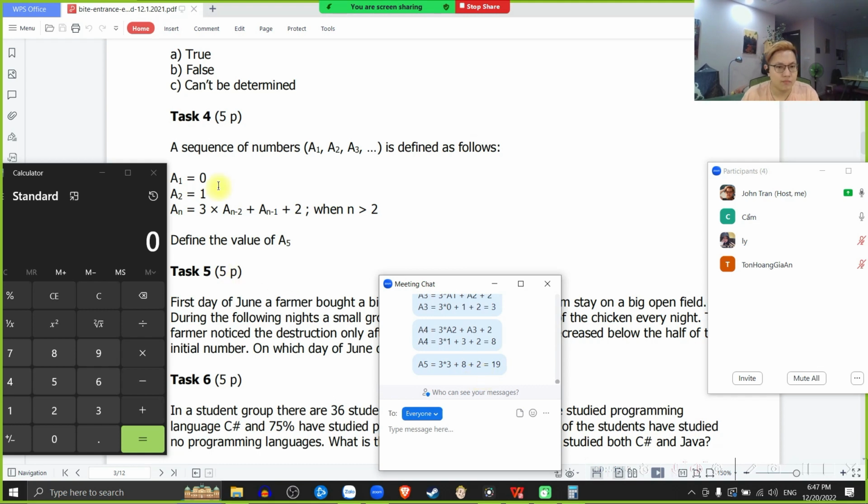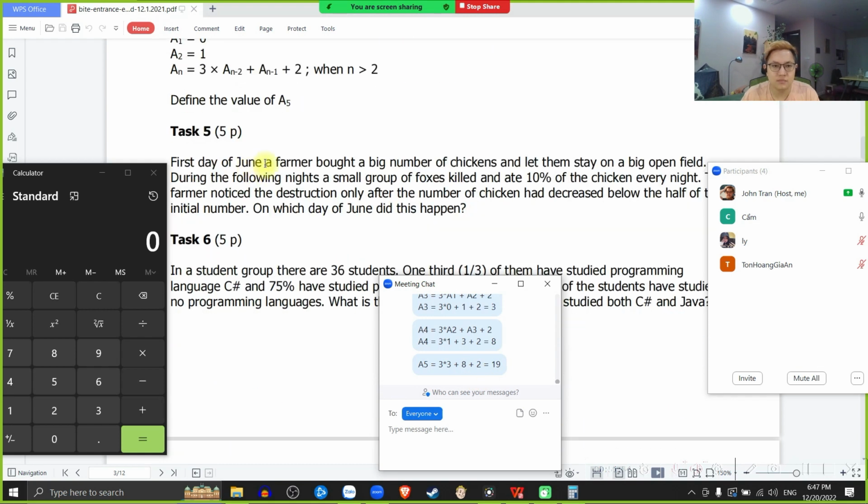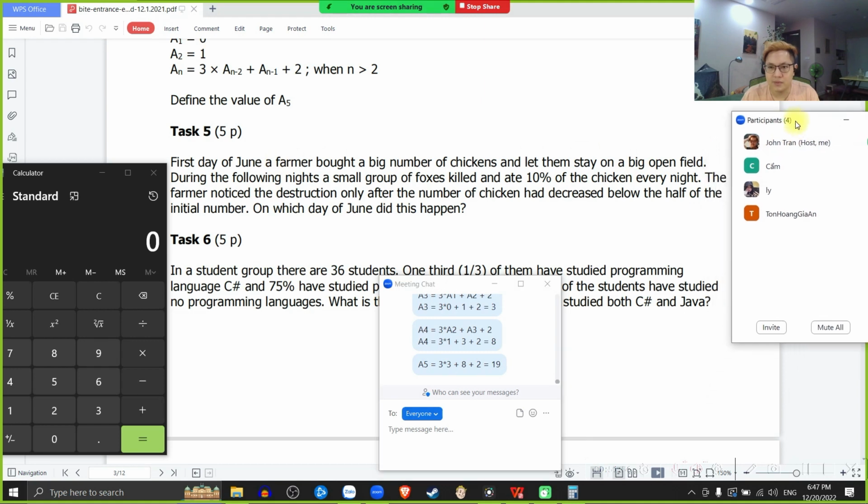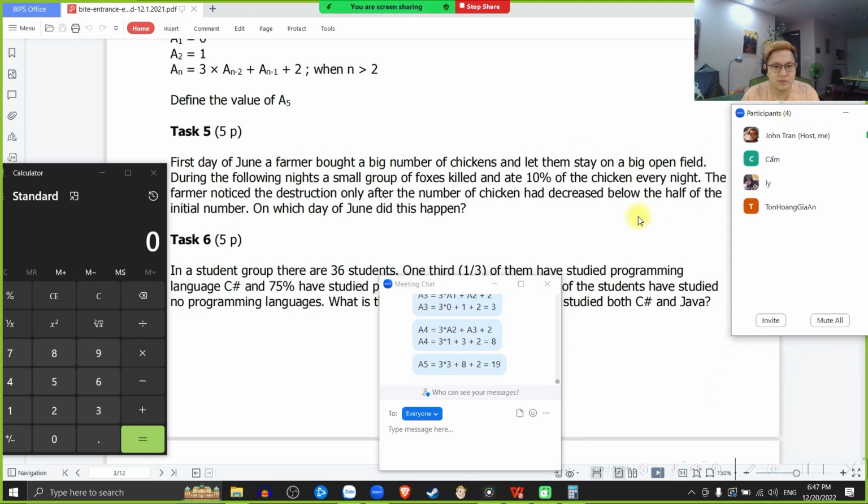All right. Let's go to task 5 now. Can you read this one for us, please? First day of June, a farmer bought a big number of chickens. Please.